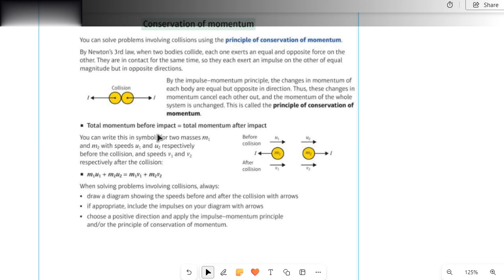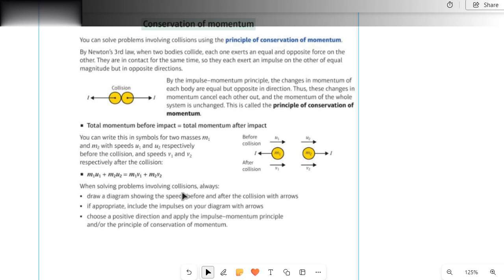So, total momentum before impact is equal to total momentum after impact. You can write this in symbols for two masses m1 and m2 with speeds u1 and u2 respectively before the collision, and speeds v1 and v2 respectively after the collision. So we have the equation m1u1 + m2u2 = m1v1 + m2v2.